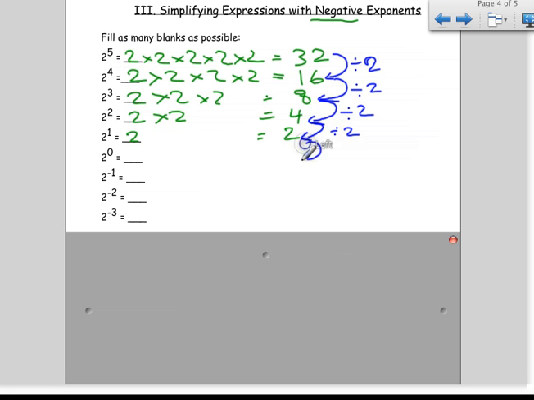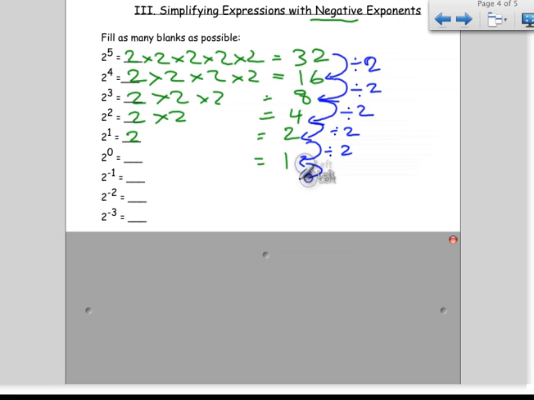And if I continue that pattern, 2 divided by 2, the next number you should have had for 2 to the 0th power is 1. Anything to the 0th power is 1. And I'm really just continuing the pattern that I saw from before. Here's where students start to make mistakes, because they start to think that there's going to be a negative number.